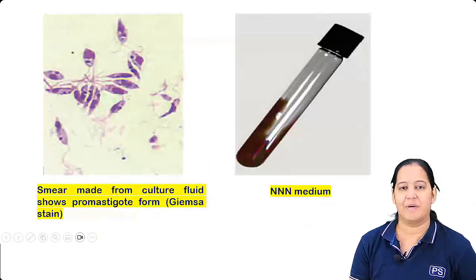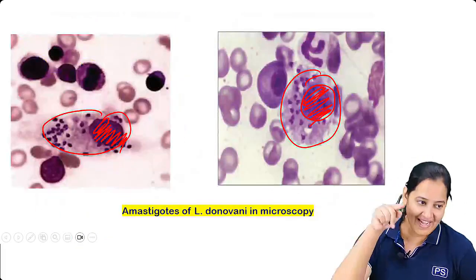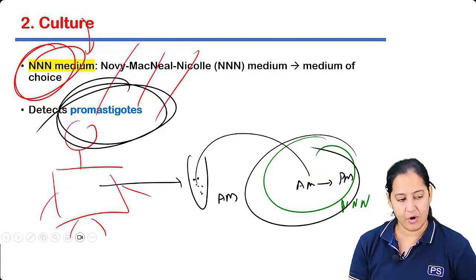Say yes. So triple N. And so these are the two ways to diagnose: LD body in the blood and culture. Got it? Is everything written? Check the chart first.